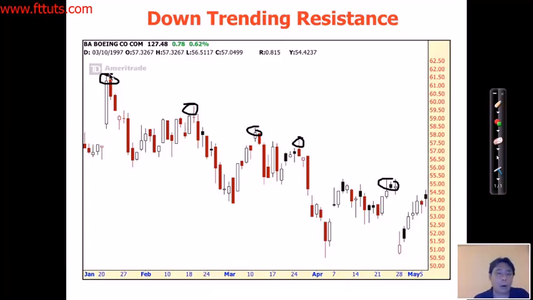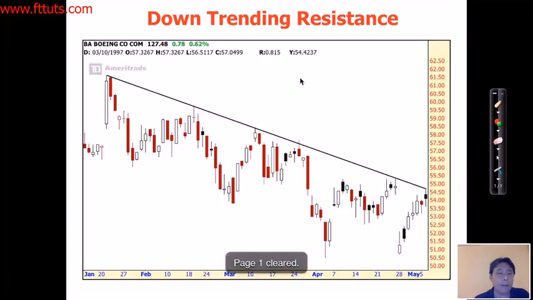So I look at all the highs and say, okay, can I connect at least 3 points together to form a line? If I can, I would draw it. If I can't, I won't force it. Doesn't always happen, right? So in this case, boom, it happens to be that, right? So 1, 2, 3, there we go. We can draw a line.